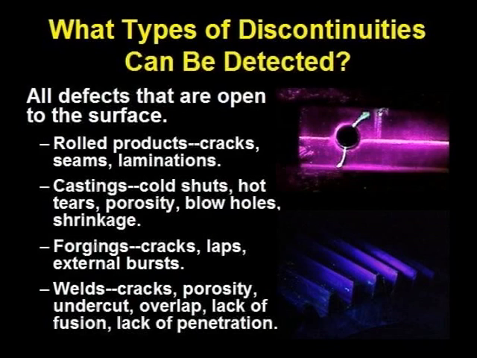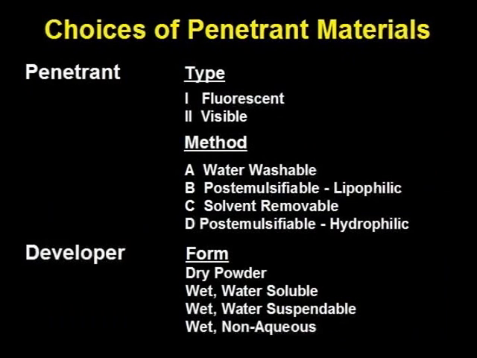Many types of defects can be detected. The key feature is that the defect must be open to the surface. Some types of defects include cracks, seams, laminations, cold shuts, hot tears, porosity, blowholes, shrinkage, lapse, external bursts, undercut, overlap, lack of fusion, and lack of penetration.